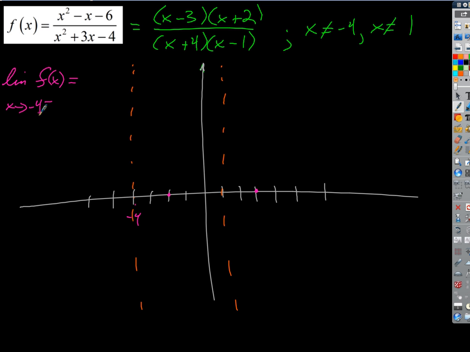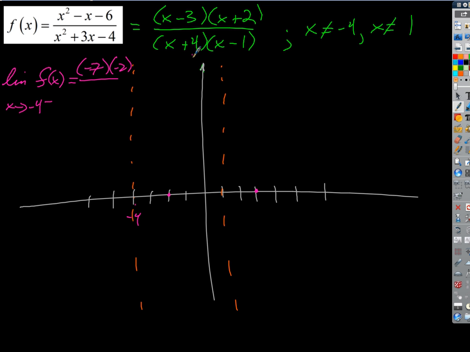-7, right? So that's the contribution that factor is going to give us. What about, while you're at it, what about x plus 2? -2. Okay, so the top is going to be positive or negative? Positive, okay? The bottom, now here's the one we have to be careful with. x plus 4, what's that going to be?